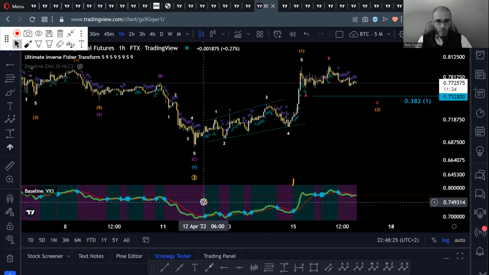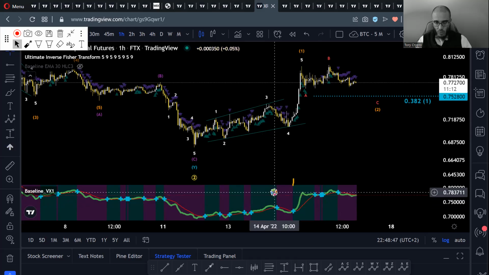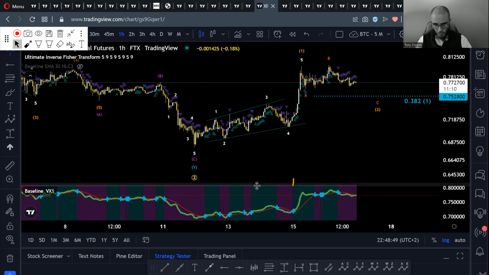For example, if you look at the bottom here, it went bullish at the same time as the Fisher. So I think if you get a bullish Fisher and a bullish baseline signal, then it's a little stronger than if you get just one of them. But I just like looking at it. So for now, I have it on my chart to help me.